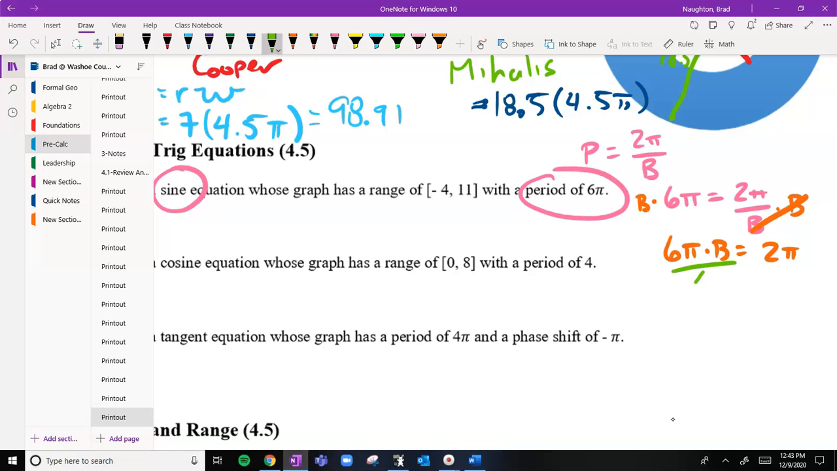Divide both sides by 6 pi, and then reduce. And so our b is going to be 1/3. It's not even 1/3 pi. It's just straight up 1/3. Okay? So, ladies and gentlemen, boys and girls.